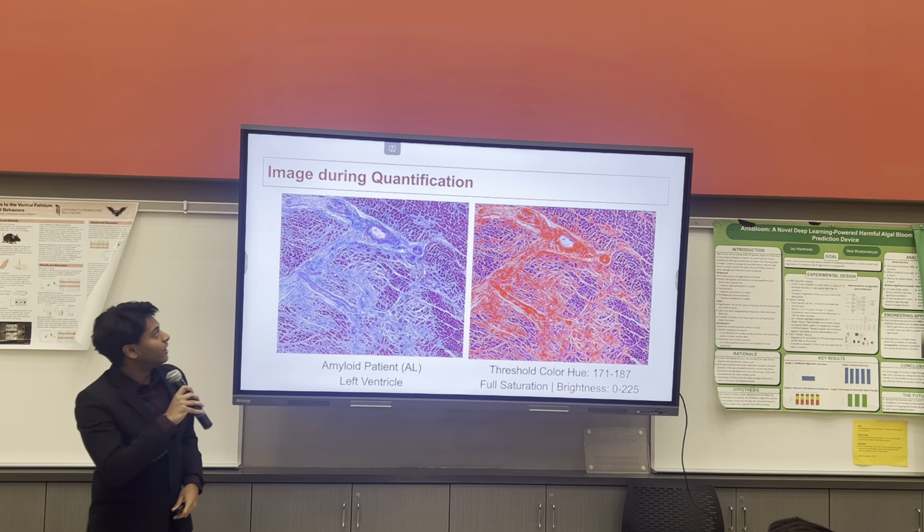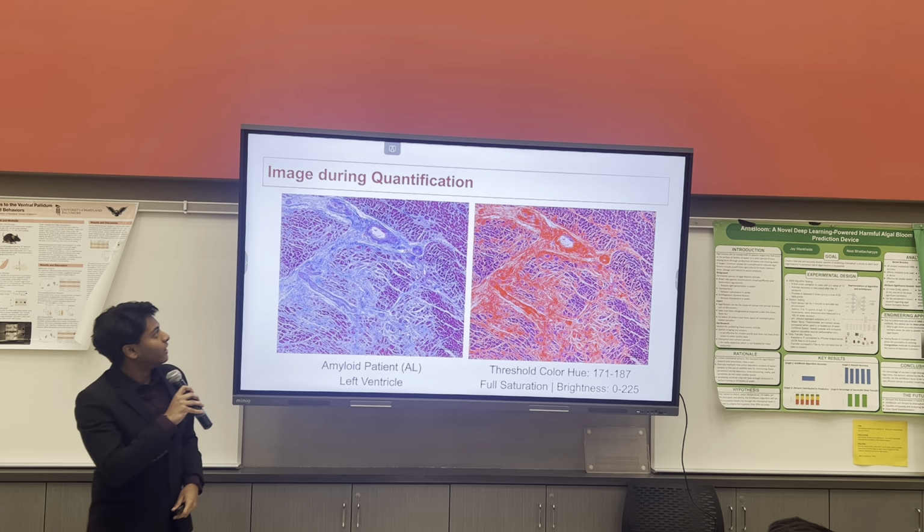Once we take this sample, we set the threshold color hues from 171 to 187, and we see a lot of red being highlighted there, and purple. Please disregard that. What ImageJ does is it can pick up on the blue within the image and categorize that as the fibrosis. So it would select and measure the pixel area, and we would get that blue fibrosis.